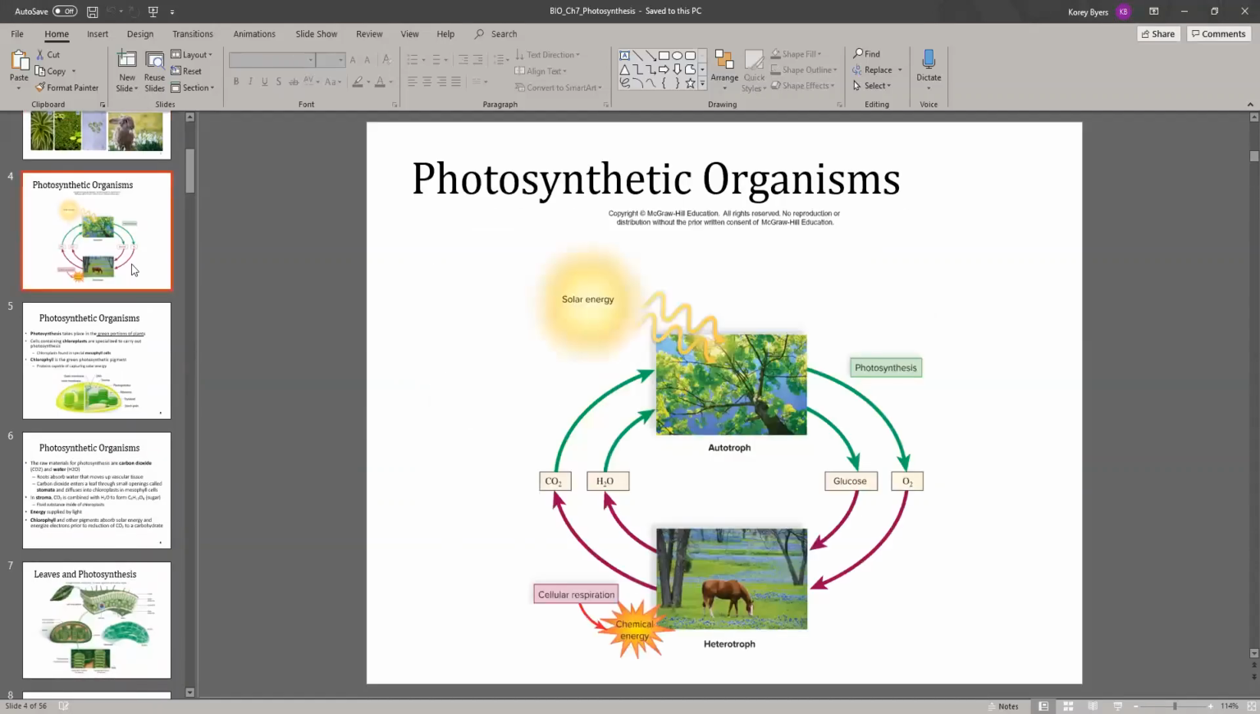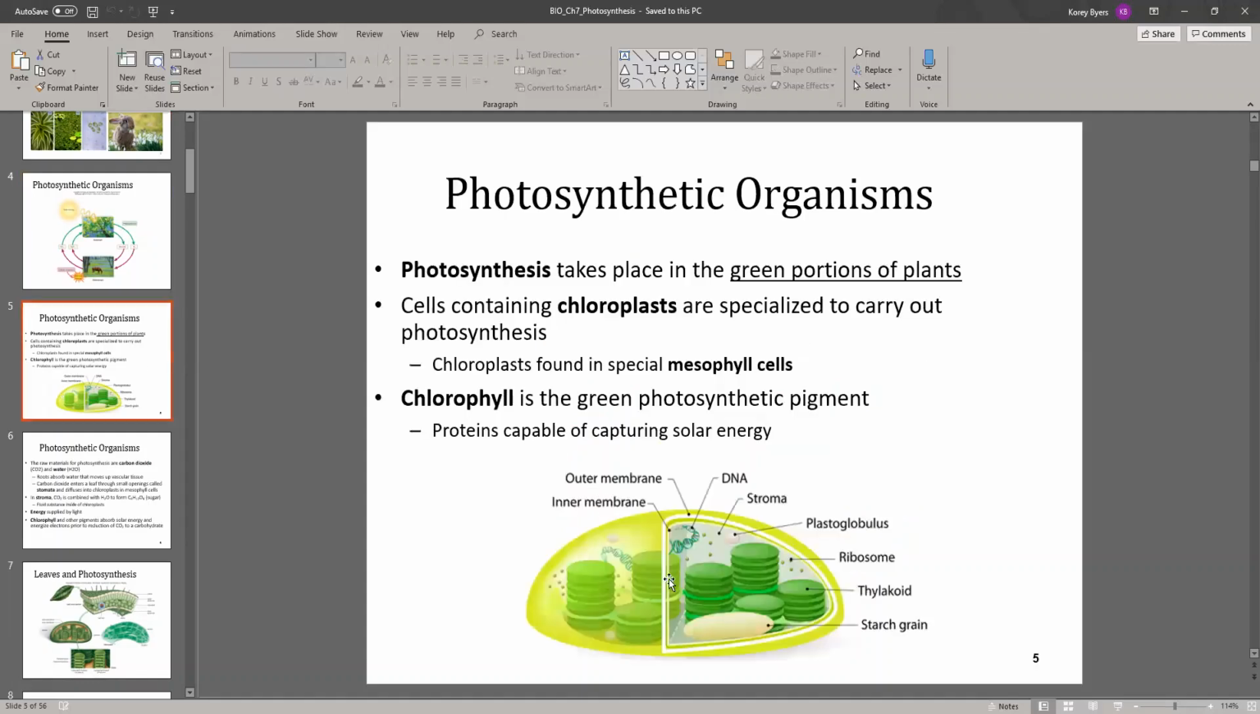When we're talking about photosynthesis, you could think of it as occurring in mostly green organisms. So your plants, your algae, some bacteria, they're photosynthesizing. So they're able to utilize certain proteins to absorb solar energy. The main protein, the main pigment in these chloroplasts is chlorophyll. This is the green photosynthetic pigment.